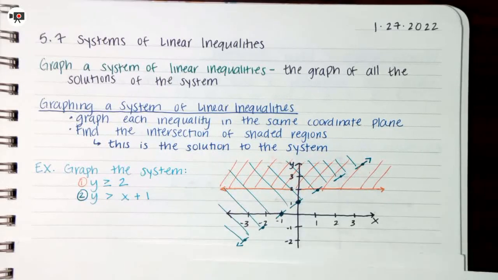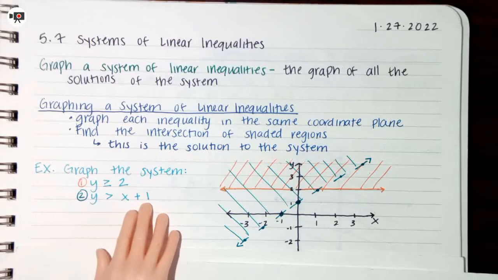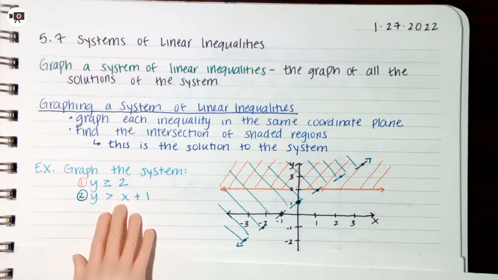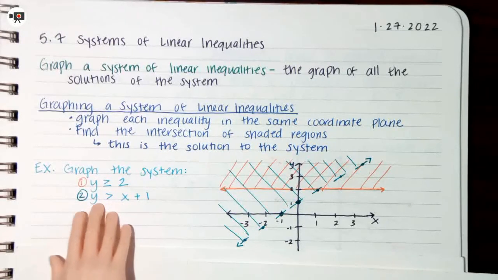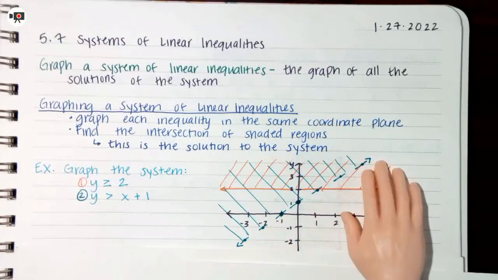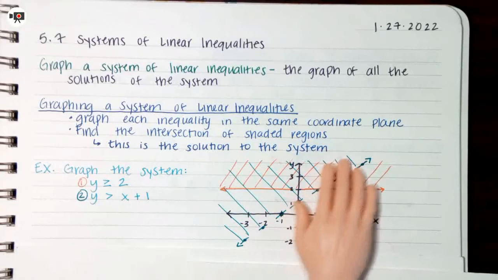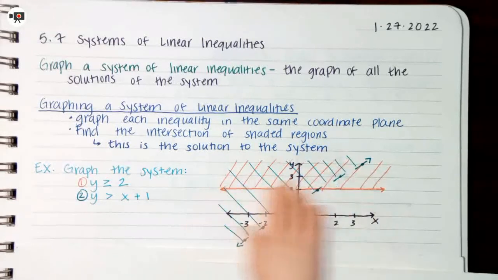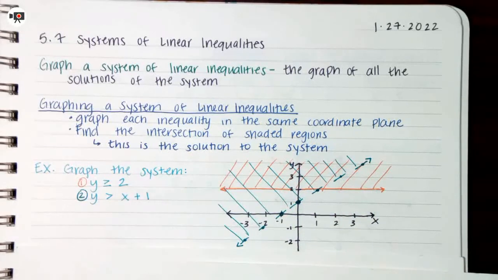For inequality 2, we have y is greater than x plus 1. My y-intercept is 1, my slope is also 1, and it's dashed because it is only greater than, not equal to. So dashed line, y is greater than, look at your y-axis and shade above. Now my solutions are in this portion where they overlap. You can pick any point and that will satisfy both inequalities.